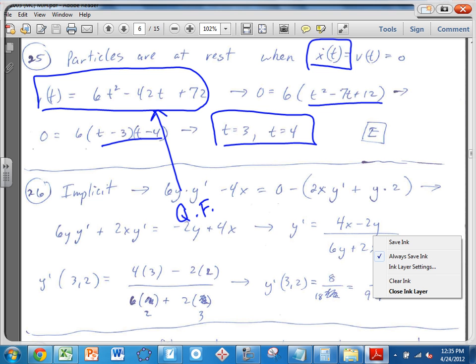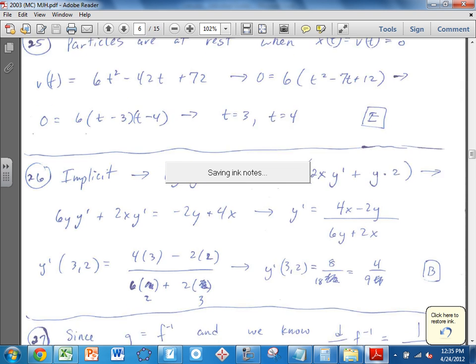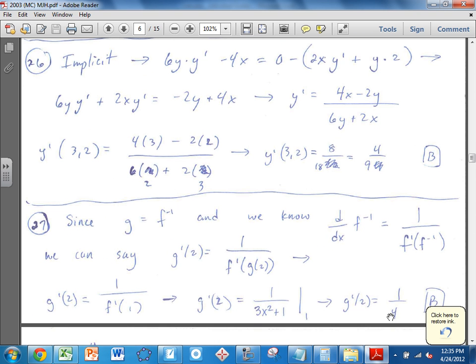Number 26 is clearly implicit. How do I know it's implicit? There's x and y in your function there. Take a look at 26: 3y squared minus 2x squared equals 6 minus 2xy. That's automatically implicit, and they're giving you the point. They're so nice. They could have just said x equals 3, and then you would have to plug a 3 into the original function to get the y value of 2. But they give you 3 and 2. So implicitly, we do this problem.